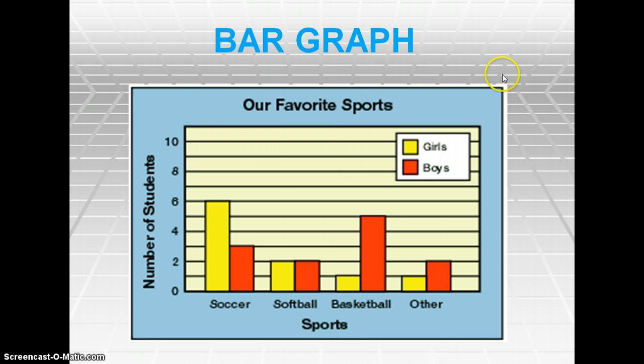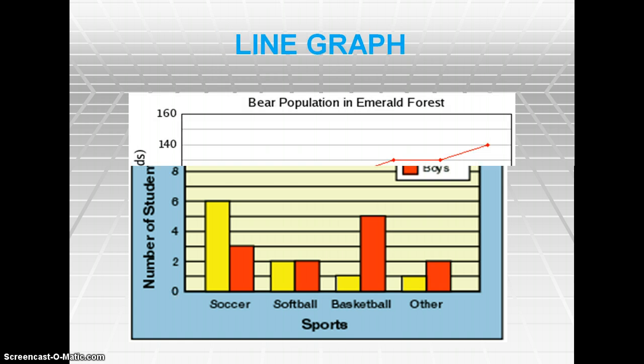This graph is used to display data on information collected. And in this instance, we have favorite sports. We see favorite sports listed below and the number of students who like the sports listed on the side. After reviewing this bar graph, the students would easily be able to identify how many girls like certain sports and how many boys like certain sports.